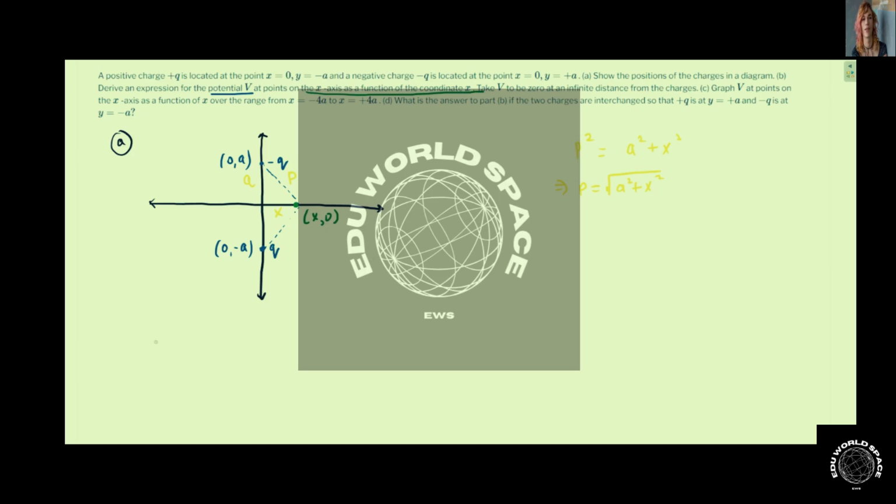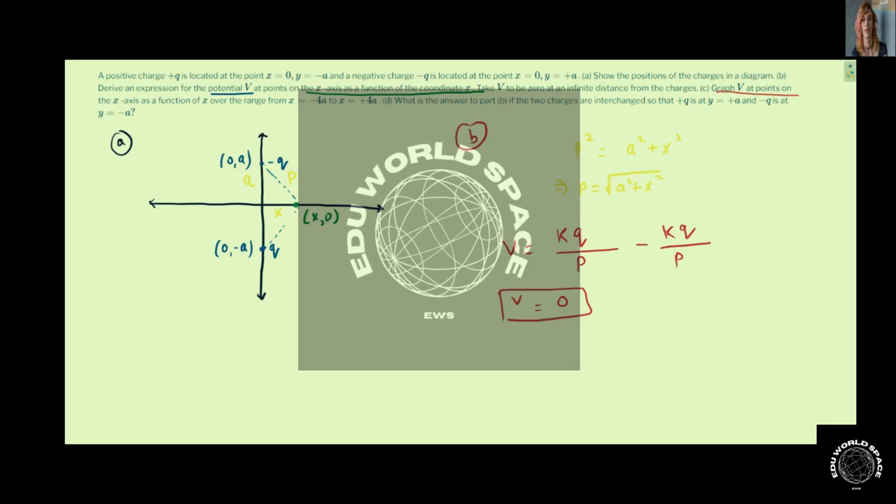So the potential is going to be, we are working on part B now. So the potential is going to be kq over 4 pi epsilon naught r. So that's going to be kq over p, minus kq over p again. So since this is symmetric and the charges are opposite, the potential is going to be zero because both are going to cancel each other because of the symmetry in this particular figure. So any point on the x-axis, the potential is going to be zero.